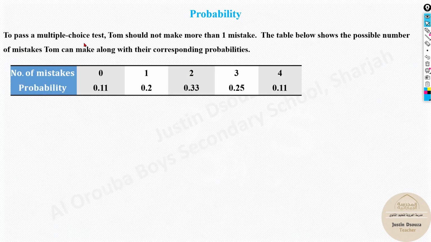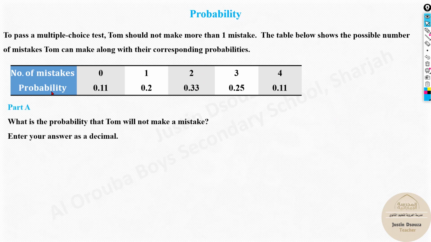To pass a multiple choice test, Tom should not make more than one mistake. The table below shows the possible number of mistakes Tom can make along with their corresponding probabilities. So if Tom has to pass, he can either make 0 mistakes or he can make 1 mistake. But if he makes more than 1, that is 2, 3, 4, he fails the exam. That is what it says. Now let's see the questions.